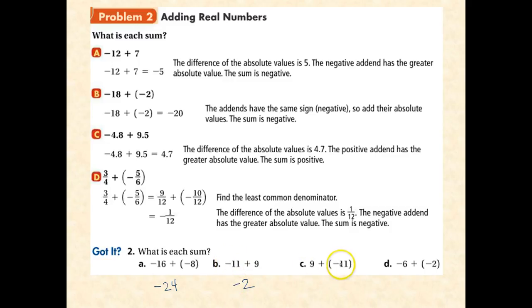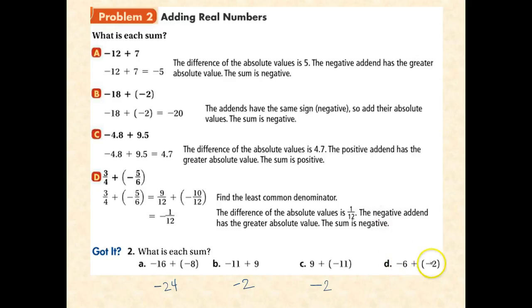9 plus negative 11. Opposite signs, so I'm going to subtract. 11 minus 9 is 2, but the bigger absolute value has a negative, so the answer is going to be negative. And if you look at these, isn't this really just an example of the commutative property? Negative 11 plus 9 is the same as 9 plus negative 11, and they both equal negative 2. So boom, it's all coming together.